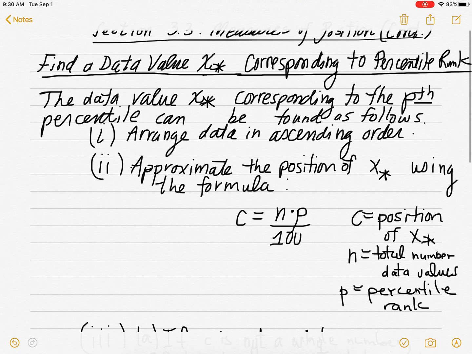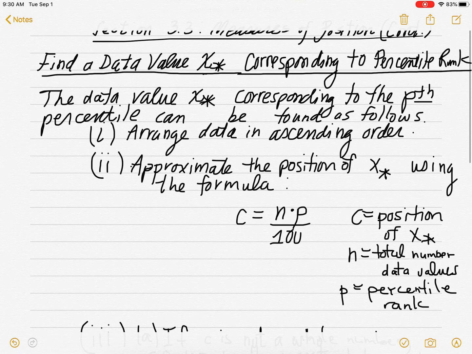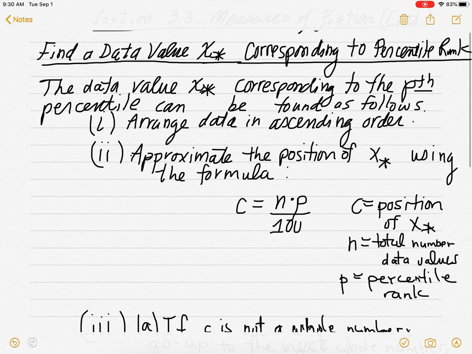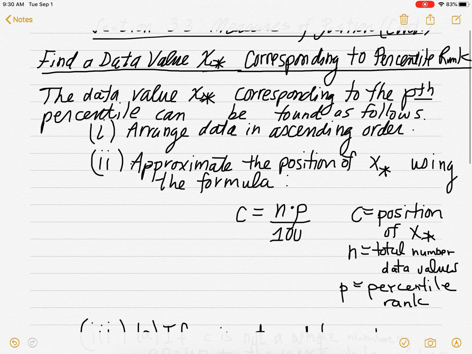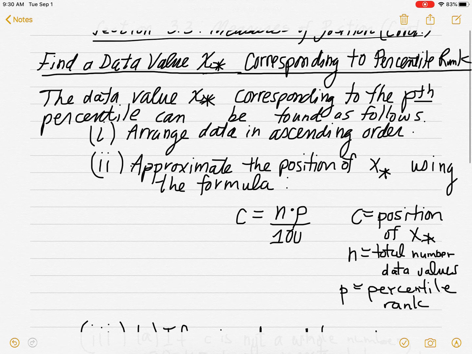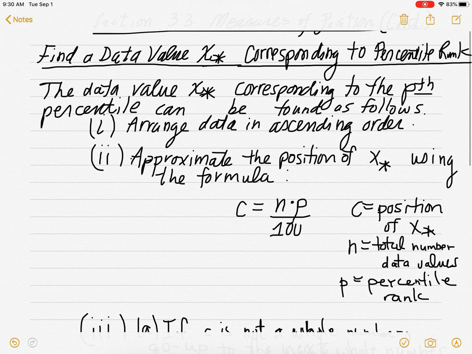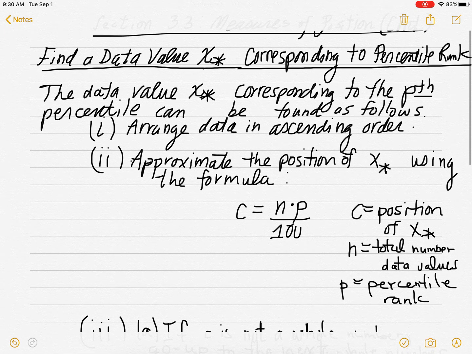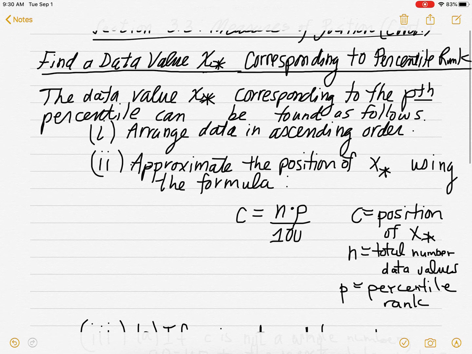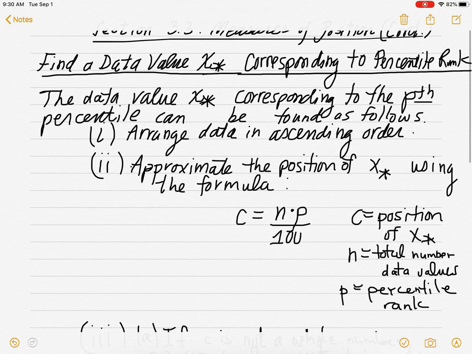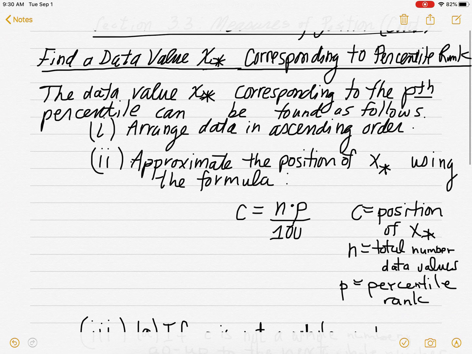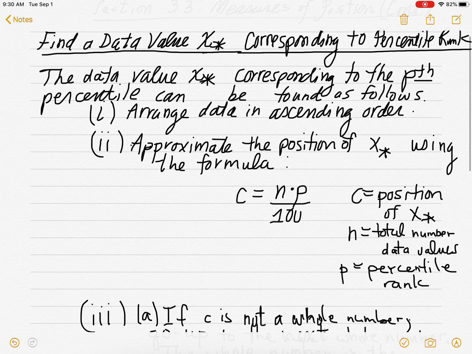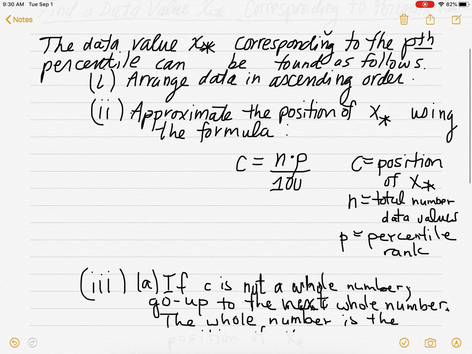Well, this time I'm going to give you the percentile. I might say, okay, the percentile is the 25th percentile. What's the data value at the 25th percentile? So we're going to be finding data values. I'm going to call them X star. X star is going to be the data values. This time we're going to be finding the data value given the percentile rank. Percentile rank I'm going to call P. P is going to be the percentile rank. So the data value X star that corresponds to the Pth percentile rank can be found as follows.